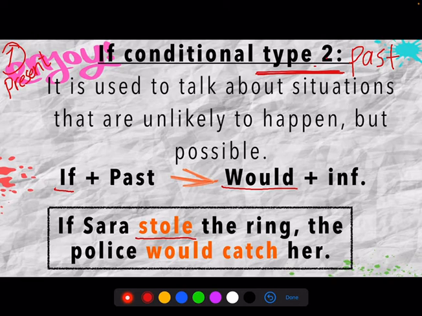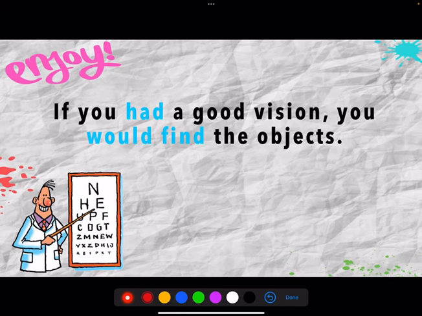So if Sarah stole the ring, the police would catch her. Again, infinitive here. My second verb is infinitive. Past with would. If I see the past here, I have to add would. If I see would, I have to write my verb in the past form. Let's have an example. If you had a good vision, you would find the objects. Now, if you had, I know that had is past, right? The past form of the word have is had. If you had a good vision, you would.